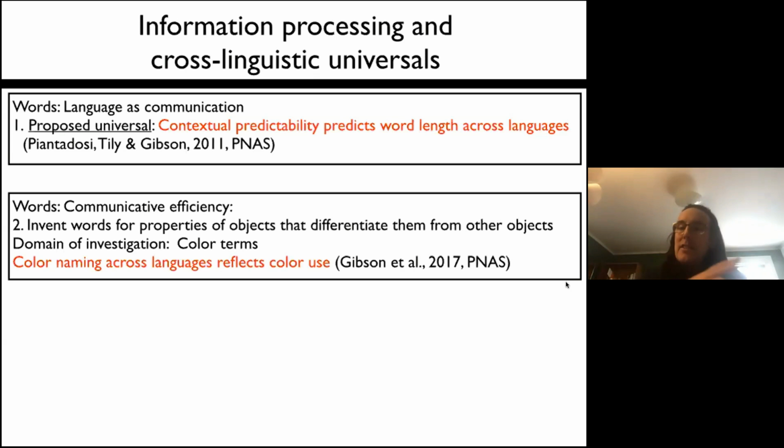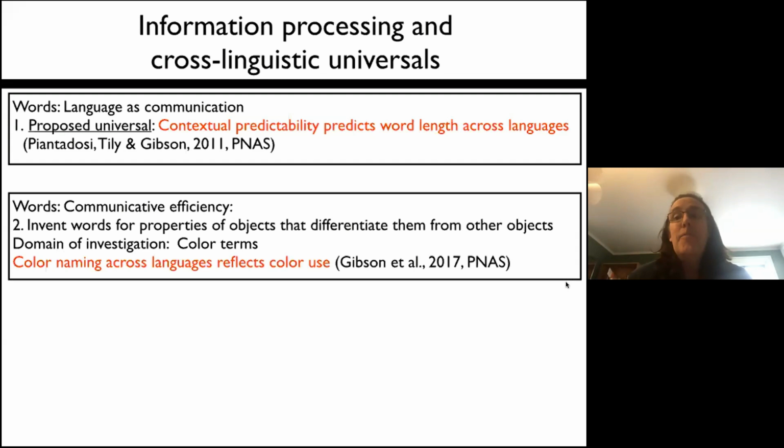Why do I have all these color labels? Well, maybe it's because I have objects which are identical and I need to tell you which of those two objects I want you to give me, or I want to give to you. So I have two shirts, one's red and one's blue, and they're identical except for the color. Then I need a word to be able to communicate which one you want, right?